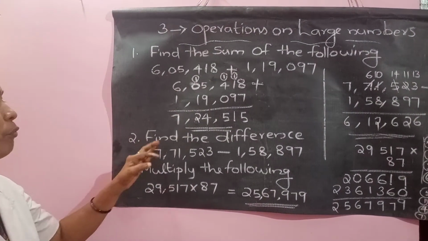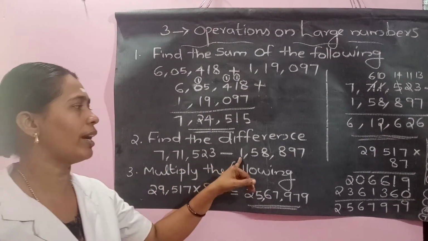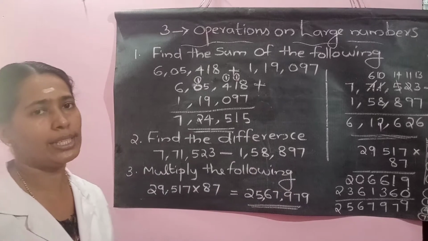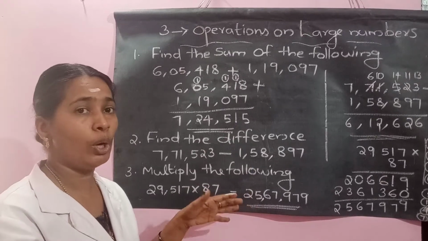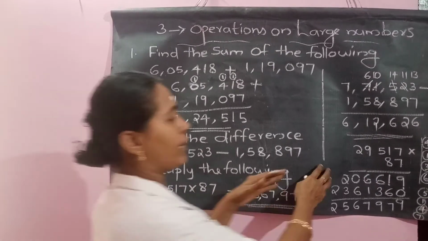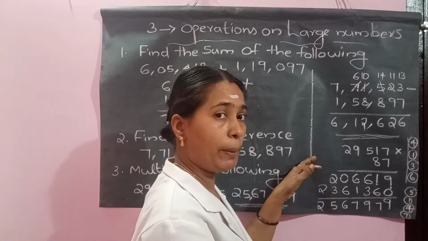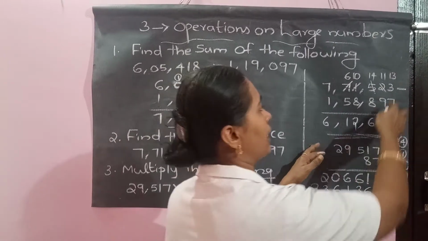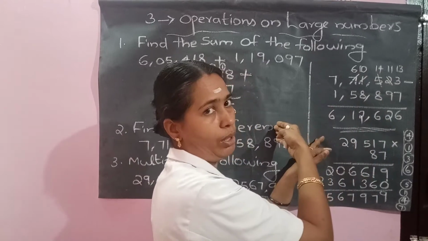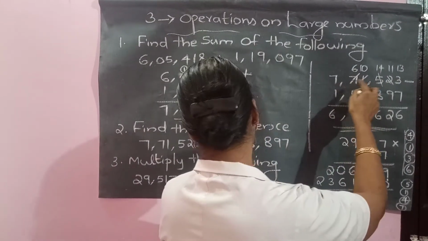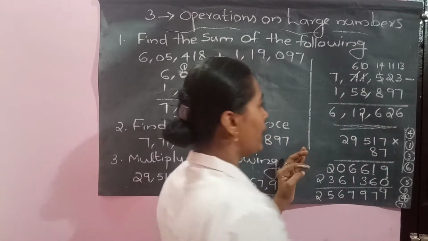Okay. The next one, find the difference of 7,71,523 minus 1,58,897. In the case of addition and subtraction, we have to follow the same rule. That means the place values should be kept in the same columns: ones digit in one column, tens digit in the second column, hundreds digit in the third column and so on. So write the first number 7,71,523 minus 1,58,897.